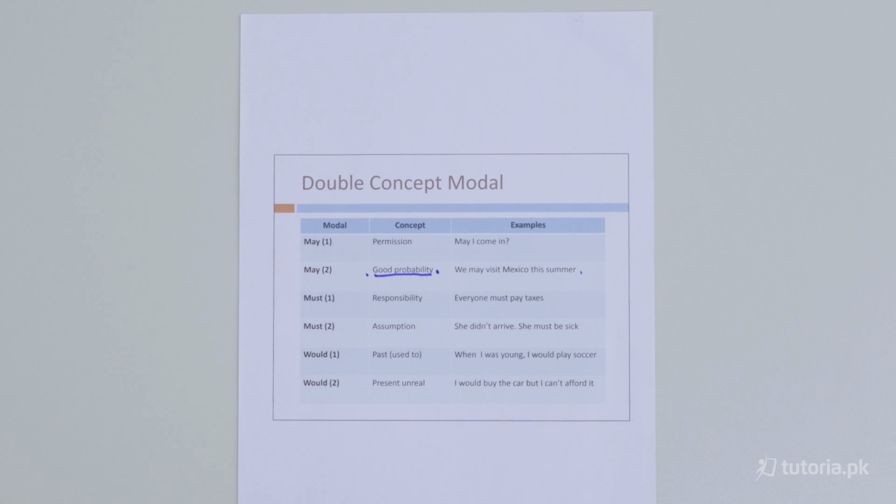The second double concept modal is must. Must is used to assume something. For example, she didn't arrive, she must be sick. Somebody assumed that she must be sick. That's why she didn't arrive on time. So if we are assuming something, we can use the word must.